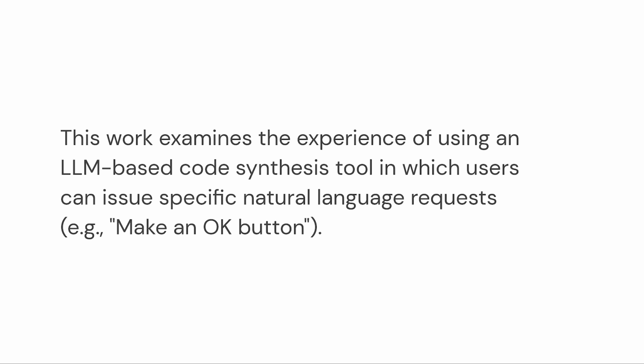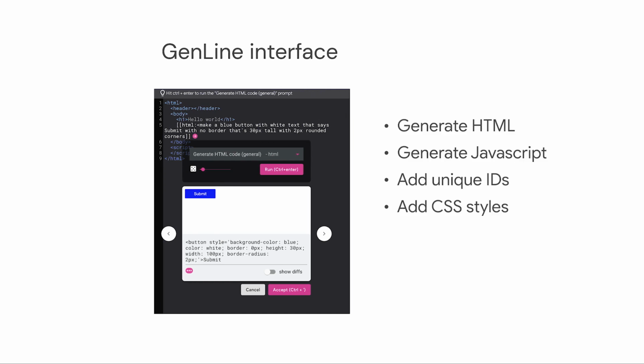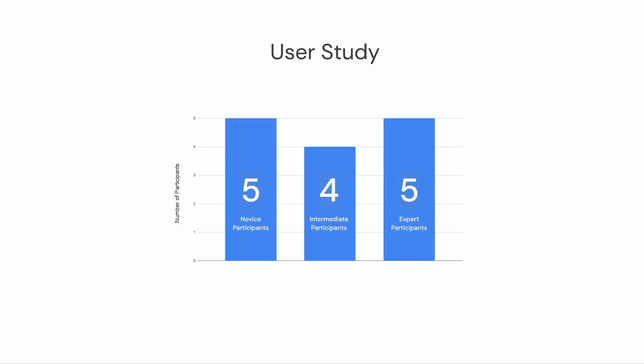This work examines the experience of using an LLM-based code synthesis tool in which users can issue specific natural language requests, such as make an OK button. We developed the tool GenLine backed by a large generative language model and several task-specific prompts. We tested GenLine on 2 tasks with 14 study participants.